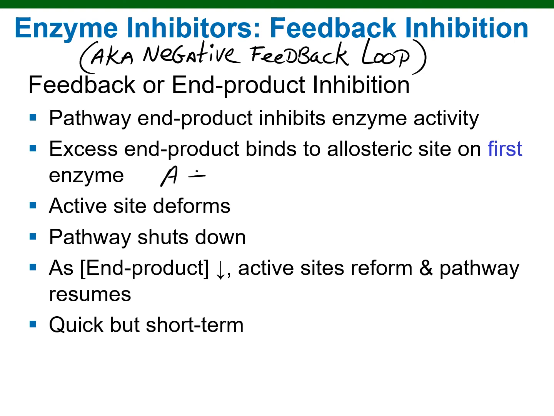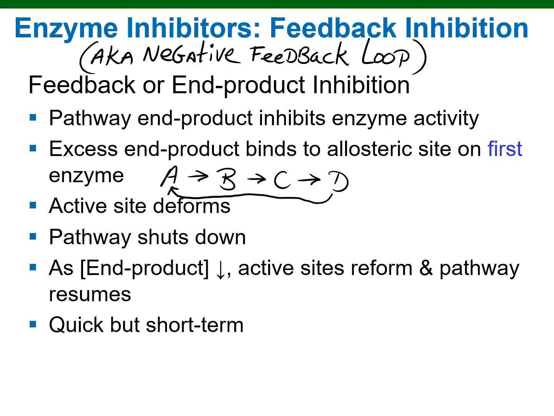So if we talk about A moving then to B, then moving to C and to D, we would be saying that conceptually D will loop back and bind allosterically to A on enzyme A's allosteric site. And then enzyme A's allosteric site will deform so that its active site can no longer bind to substrate. The pathway will shut down.